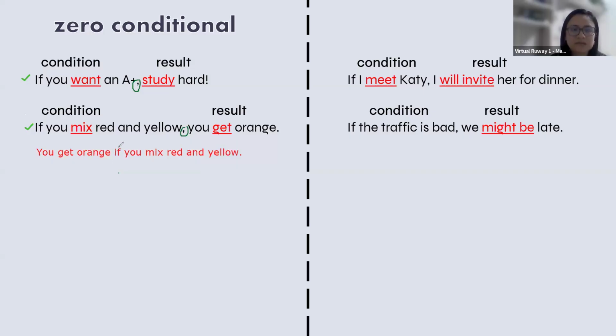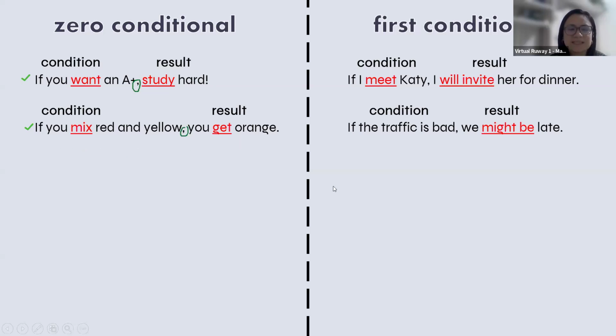Why, miss? ¿Por qué no es necesaria? Porque lo que separa mi resultado de la condición es la palabrita if. Entonces, la coma ya no se necesita. Right? Remember that, guys. We're clear here. Questions?